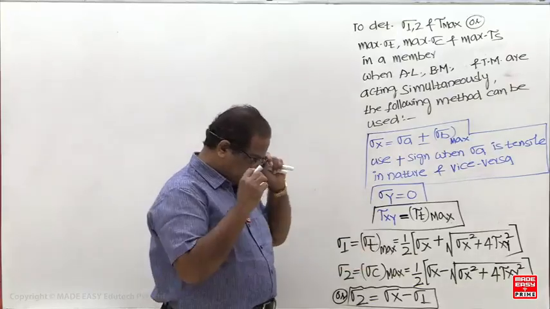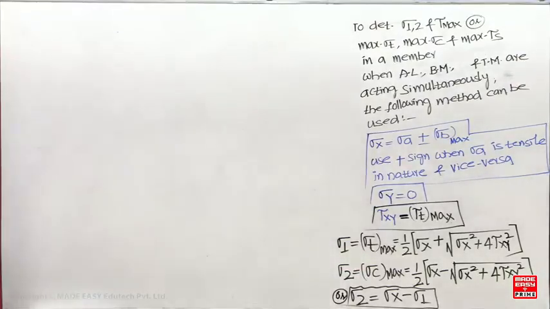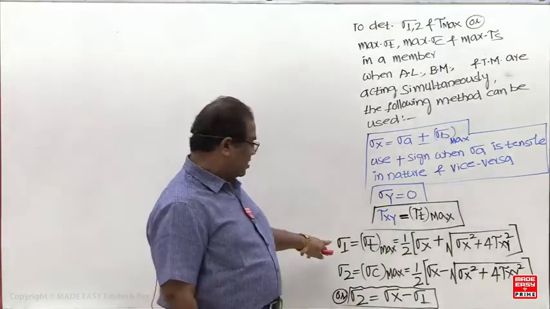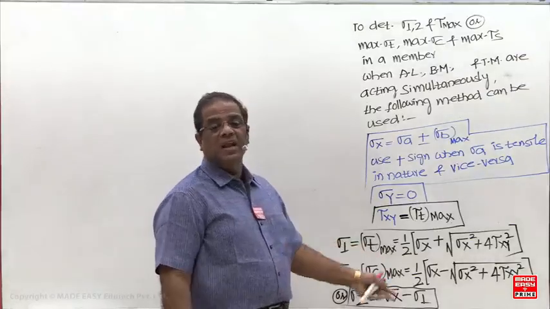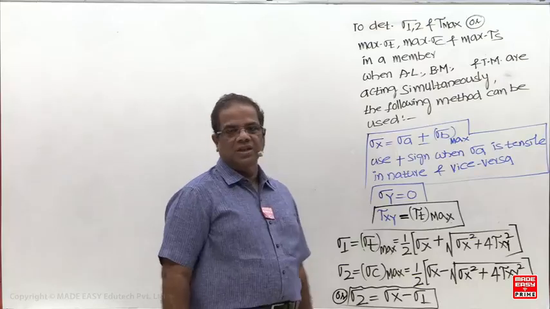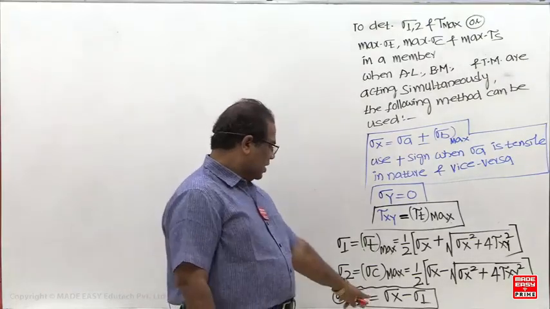Maximum compressive stress is equal to sigma 2. So only one is sufficient now. Either you calculate maximum tensile or maximum compressive. The other one, you need not do the calculation. Directly you can get it now.